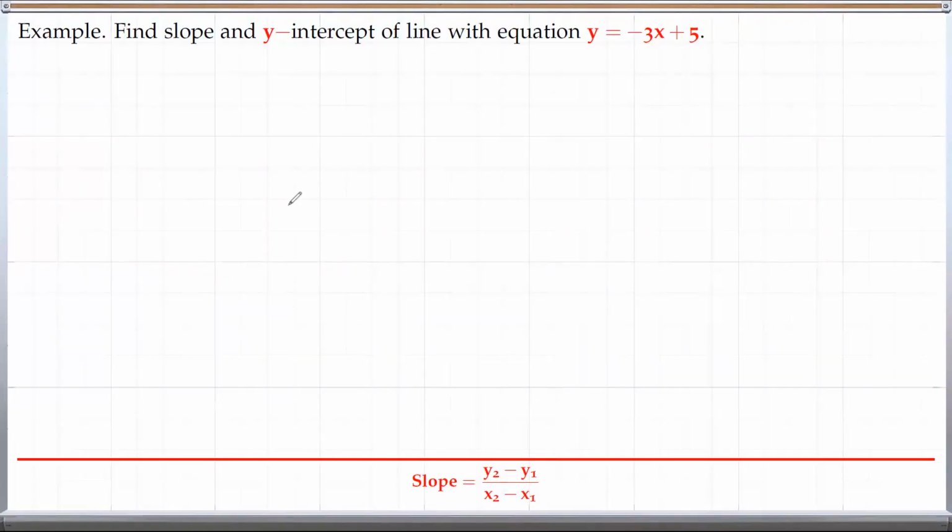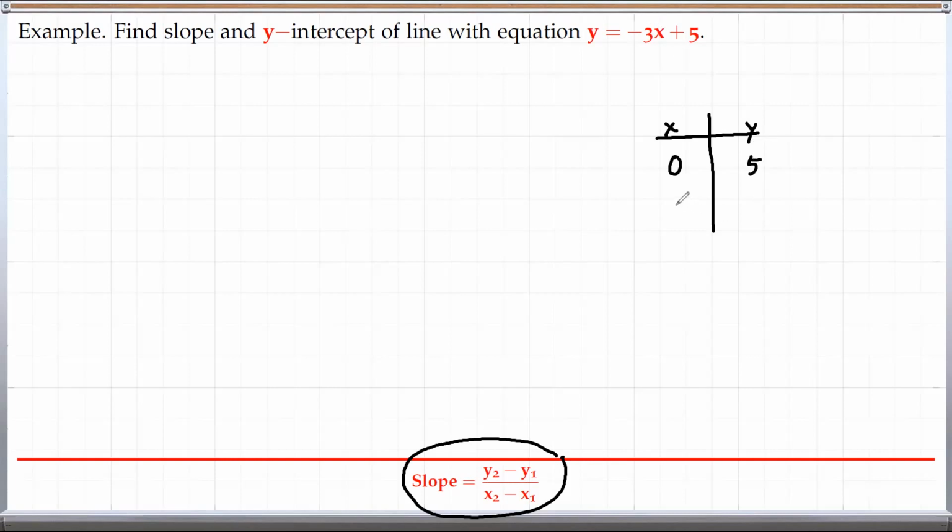Here we are given the equation y equals negative 3x plus 5, and we want to find the slope and y-intercept. First of all, let's try to use this formula. Slope equals y2 minus y1 over x2 minus x1. So for that, we need two pairs of values, x1, y1, and x2, y2. So when x is 0, y is negative 3 times 0 plus 5, which is 5. And when x is 1, y is negative 3 times 1 plus 5, which is 2. So we have x1, y1, and x2, y2.